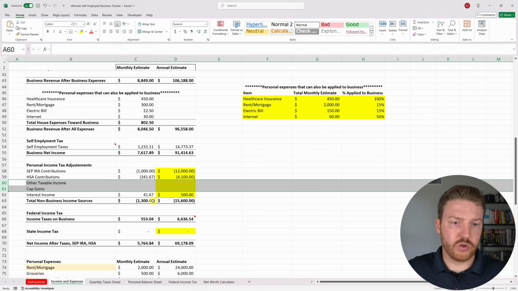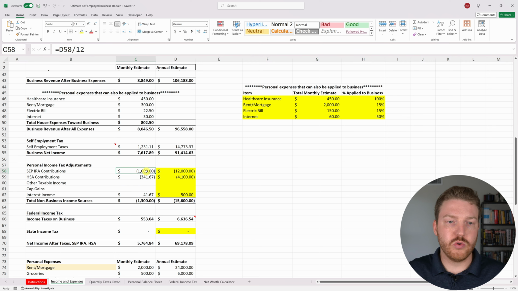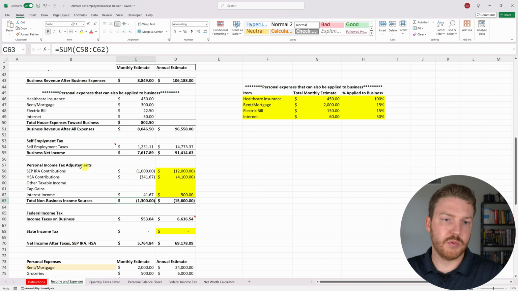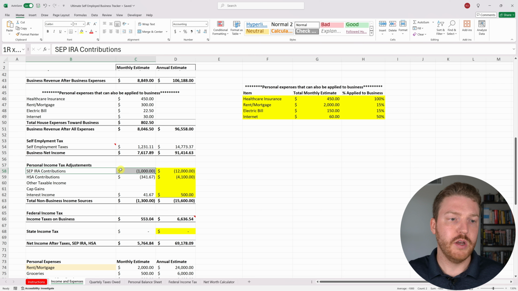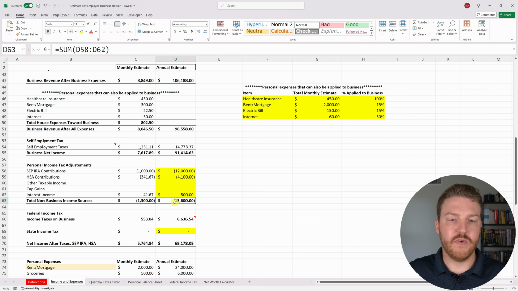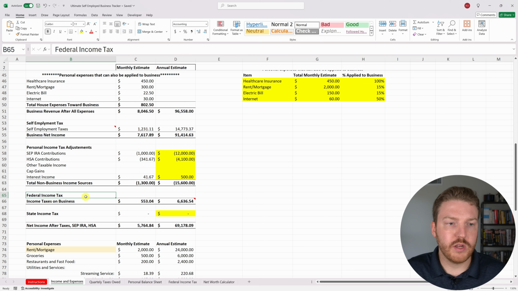So now we're going to basically either reduce or increase our income based on all these other things. So in this example, this person's really just reducing their income because they contribute a lot to things that reduce their taxable income, like self-employed IRAs and HSAs and such. So then we figure out that basically we can reduce this income by $1,300 a month or $15,600 a year. Now we're going to figure out what is our federal income tax.